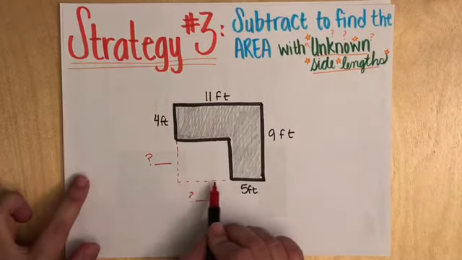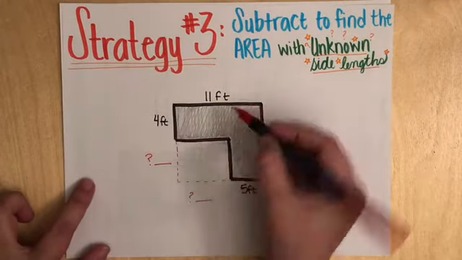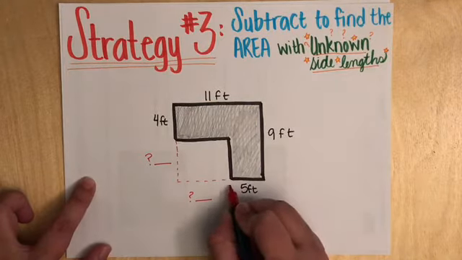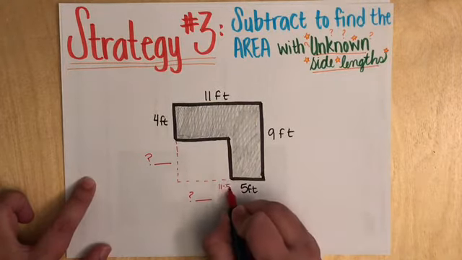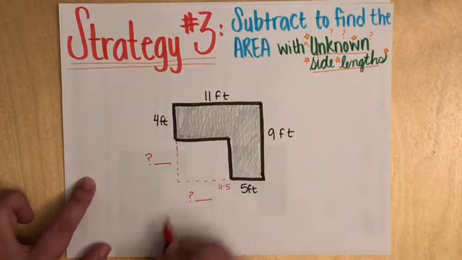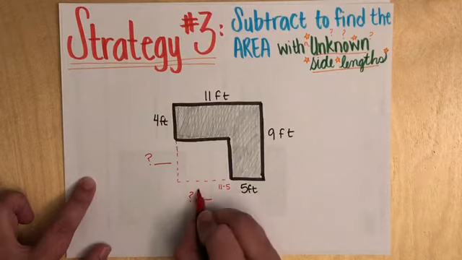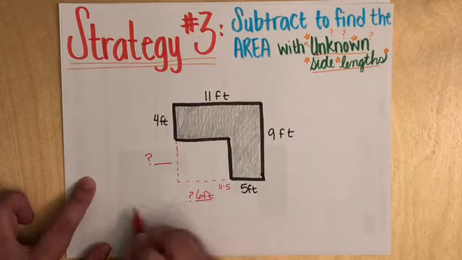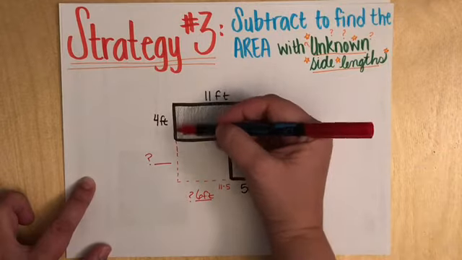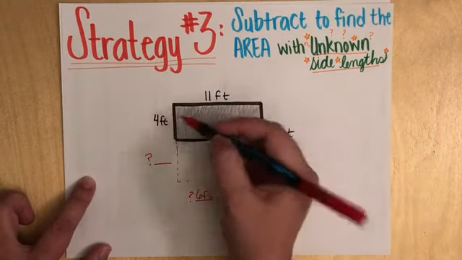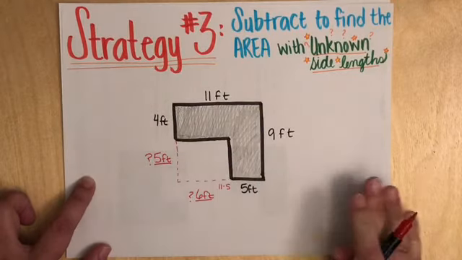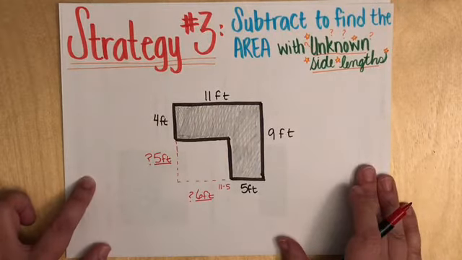So this side right here of my rectangle is going to be 11 feet since it's the opposite side. So over here it would be 11 take away 5, because this is the rest that I have. So this would be the remainder. So 11 take away 5, so this would be 6 feet. And then this side right here is 9 feet total, but I already have 4 feet of it. So it'd be 9 take away 4, which is 5 feet. Now we're ready to find the total area.